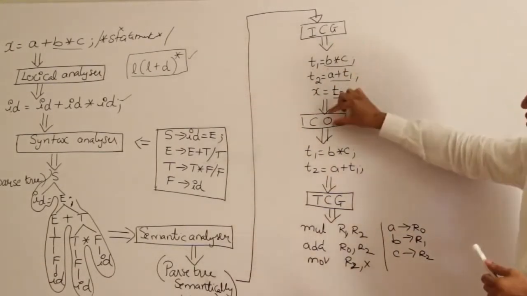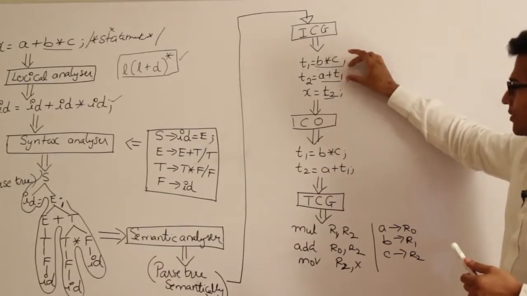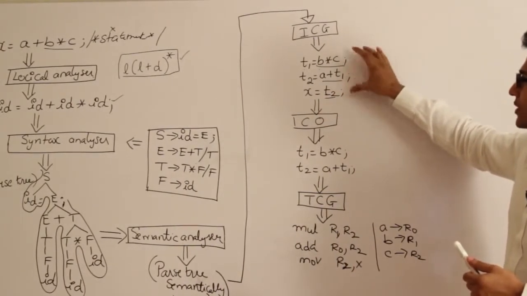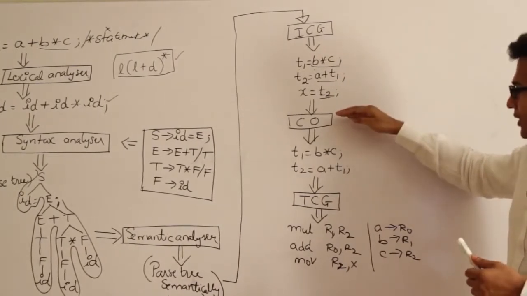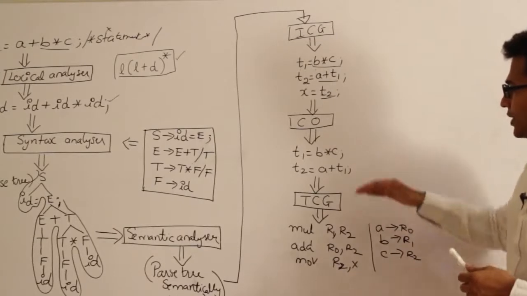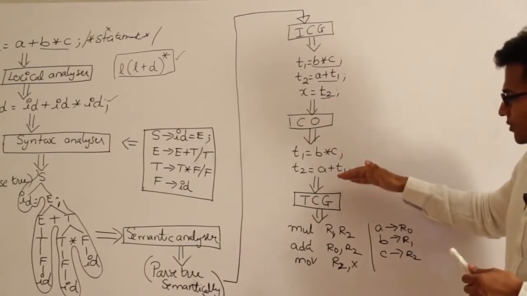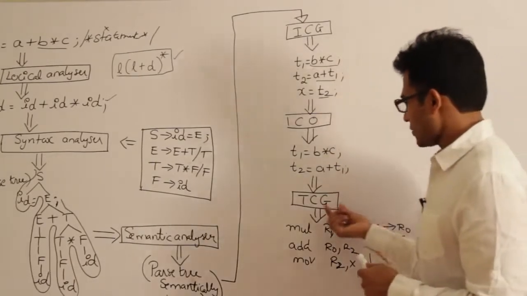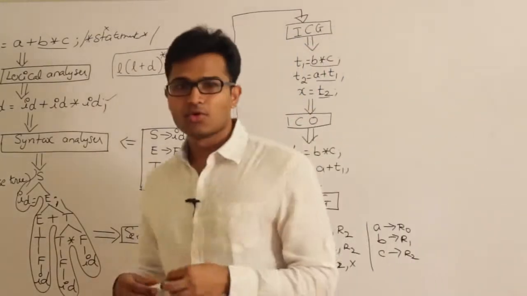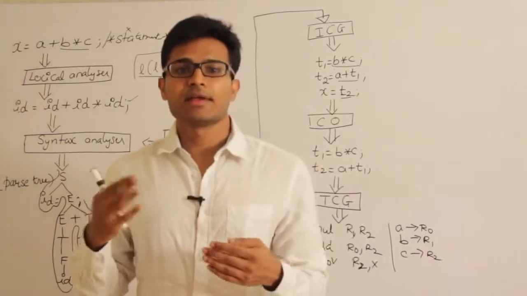Now by using the code optimizer, we are actually reducing the number of lines. We don't need 3 lines to do this job, only 2 lines could do it. So that is why we have a code optimizer. Now the output of the code optimizer will be given to the target code generator. The main purpose of the target code generator is to write the code which the assembler can understand.